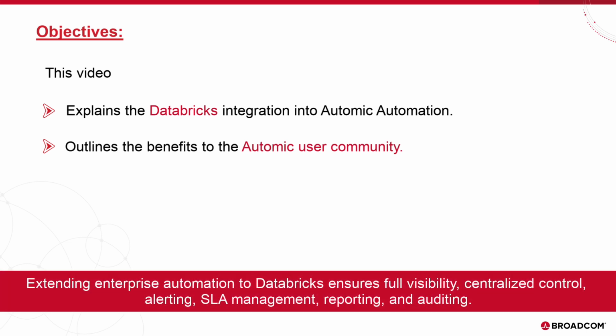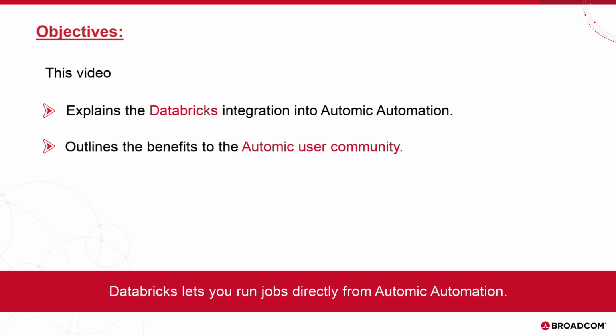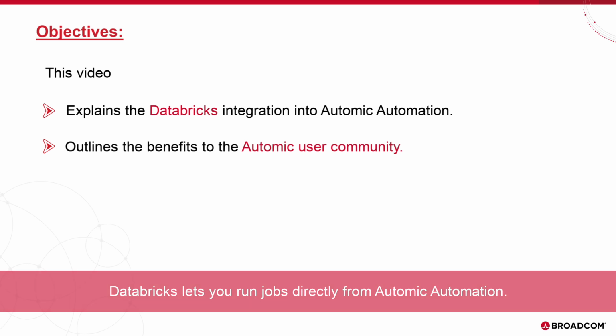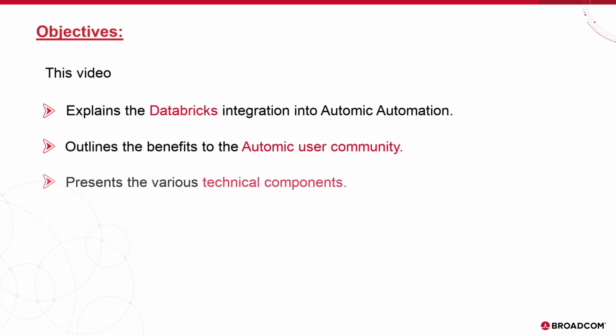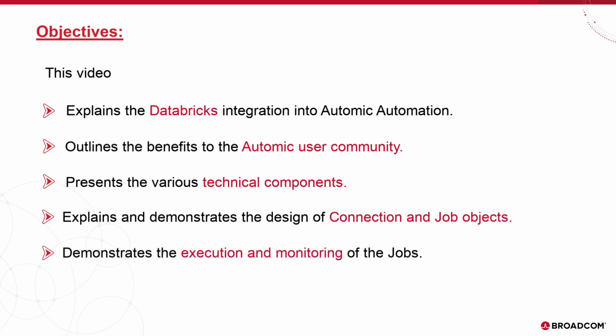By extending your existing enterprise automation to Databricks, you maintain end-to-end visibility, regain centralized command and control, alerting, SLA management, reporting, and auditing. Integrating Automic Automation with Databricks allows you to run Databricks jobs in your workspace from Automic Automation. We'll provide some technical insights so that the integration components are clearly identified and the deployment sequence is understood. We'll focus on the configuration of the agent and the design of the two core object templates, connections, and jobs. Finally, we'll run through a demo.